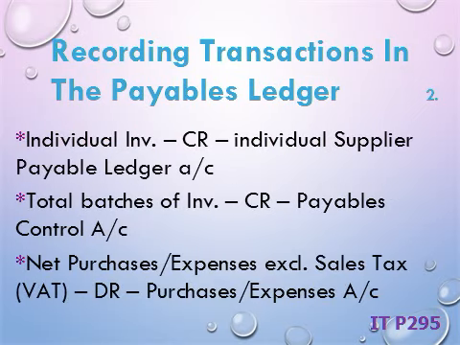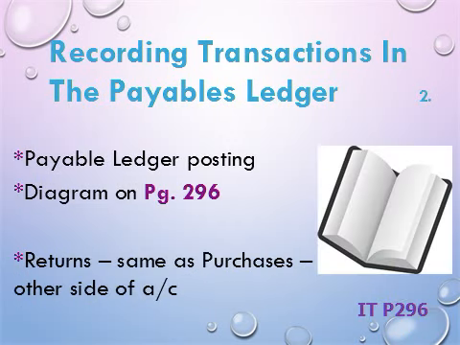When recording the individual invoices from a supplier, it is credited to the individual supplier payable ledger account. When recording the total batches of invoices, they are credited to the payables control account in the general ledger. When recording the net purchases or expenses excluding sales tax, VAT, they are debited to the relevant purchases or expenses account. To see a diagram of the payable ledger postings, see page 296 of your interactive text study guide.